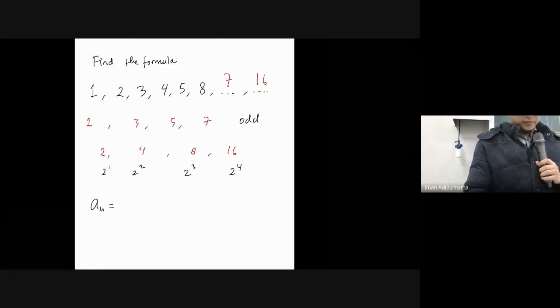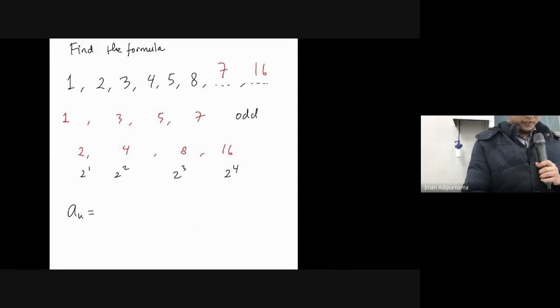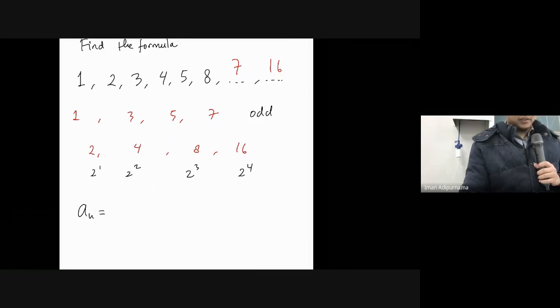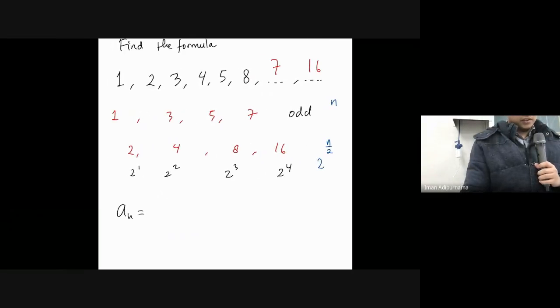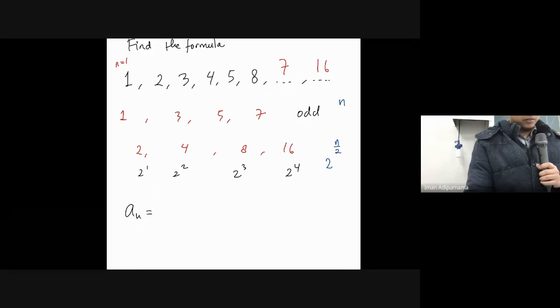Or let me define it: if you have only the odd terms, the odd is just n, let's say n equals 1, 3. And the even is maybe this, 2, 1. Right? Because this is n equal 1, n equal 2, n equal 3, right?